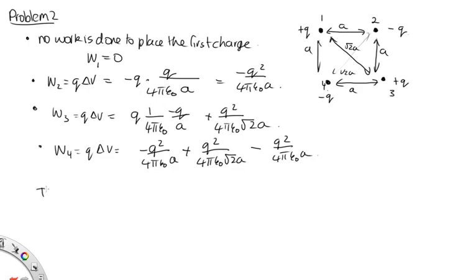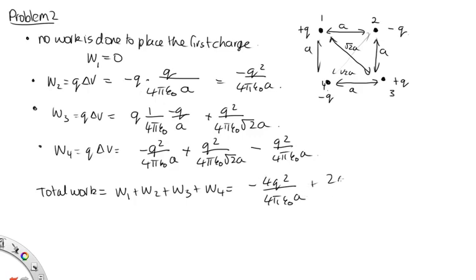And now the total work that we need to do is just the sum of W1, W2, W3 and W4. Okay, so there's 1, 2, 3, 4 terms, which are the Q squared over 4 pi epsilon naught A terms, and then there's 2 of these terms.